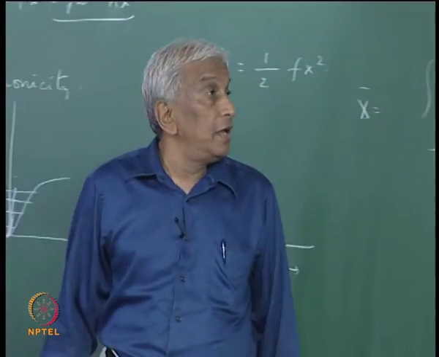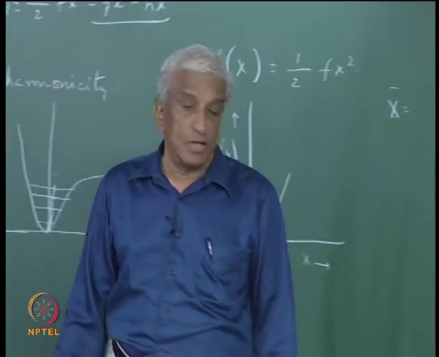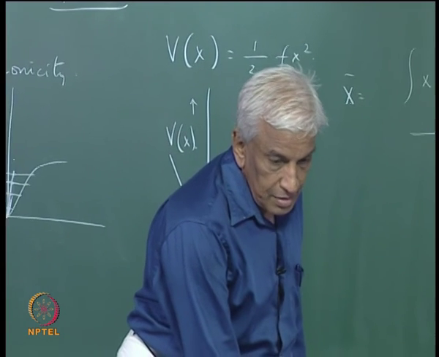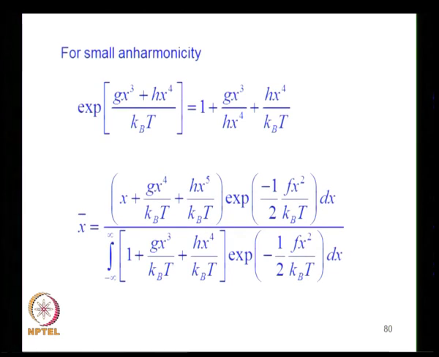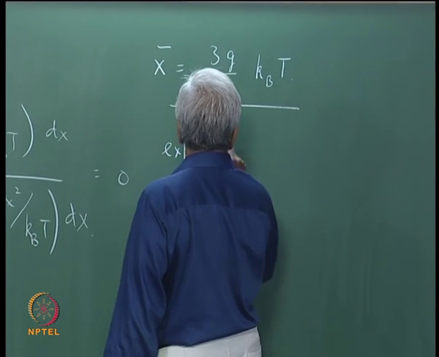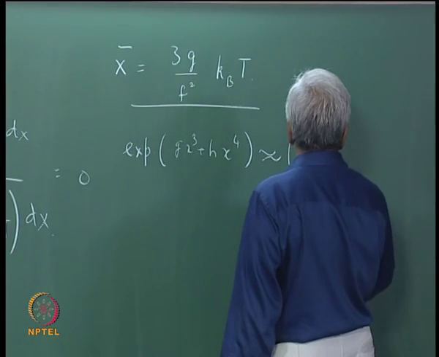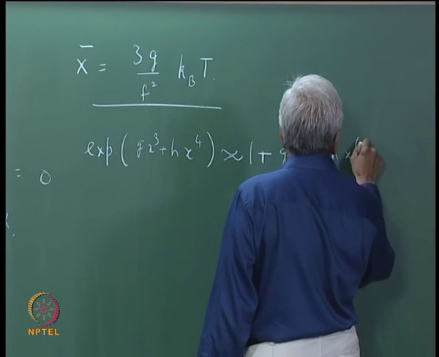I show the calculation in the transparency. You can see that x bar is written like this: x exponential of the negative of the anharmonic potential divided by k B T, dx, and in the denominator you have the same integral, exponential of the negative of the anharmonic potential by k B T, dx. If you calculate that, first of all we notice that for small anharmonicity, the terms exponential of minus g x cube plus h x to the power 4 can be approximated by 1 plus g x cube plus h x to the power 4.